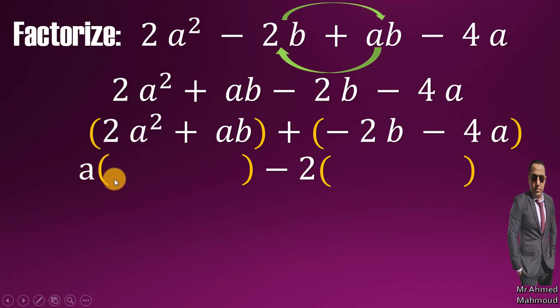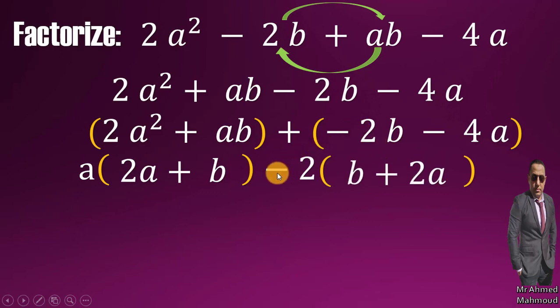Now I'm going to divide by a. 2a power of 2 divided by a equals 2a, ab divided by a equals b, like this, 2a plus b. And here negative 2 divided by negative 2 equals positive 1, and b drops down, this one will be b. Negative 4 divided by negative 2 equals positive 2, and drop down a. Again, negative 2 divided by negative 2 equals 1, and drop b. Negative 4 divided by negative 2 equals positive 2.